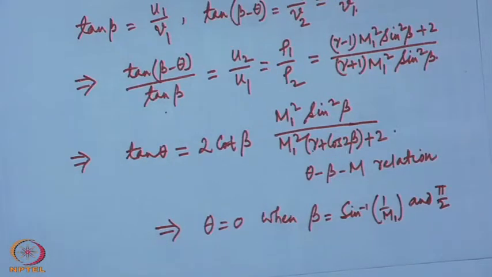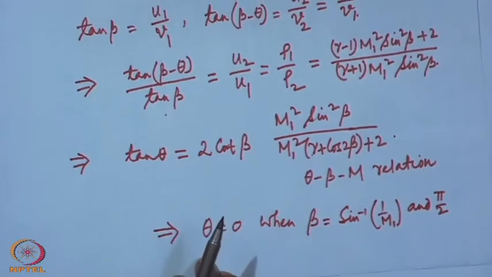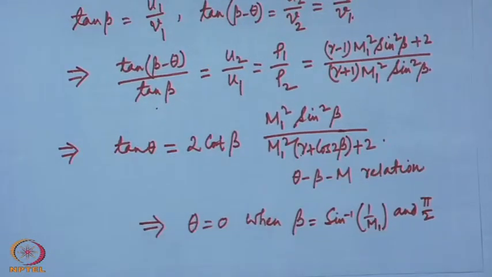That is at the lower limit of beta and the upper limit of beta. In both cases, the flow deflection is 0. That of course, we have seen for normal shock, there is no deflection in the flow, it retains its earlier direction, and also we see that when beta is the lowest value, that is sin inverse 1 by m 1, then also there is no deflection in the flow.